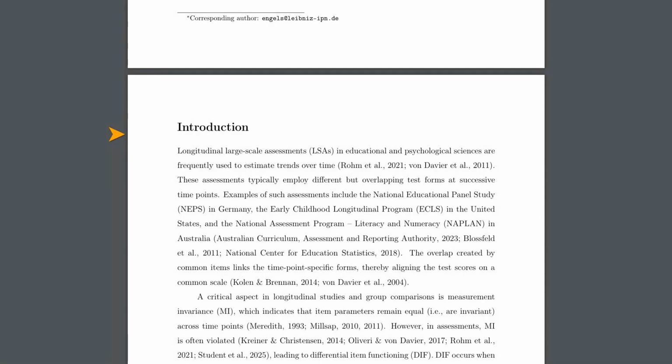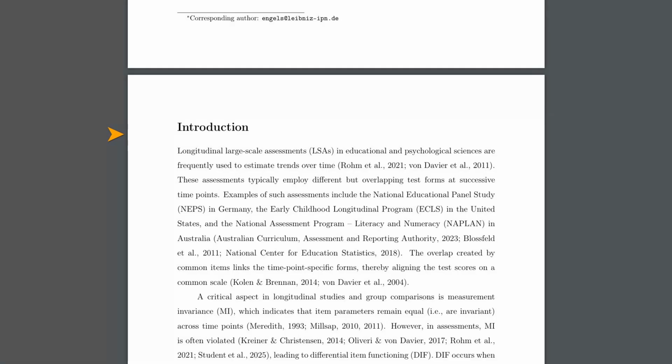Sometimes item parameters lack invariance, meaning the difficulty or other characteristics of a question can change from one year to the next. This makes direct comparisons tricky. Differential item functioning, or DIF, is when people with the same ability have different odds of answering a question correctly, and IPD is just DIF in a time-traveling context. So, the big question is, how do we accurately estimate trends when these item parameters might be drifting over time? The researchers tested out 5 different methods to tackle this item parameter drift.